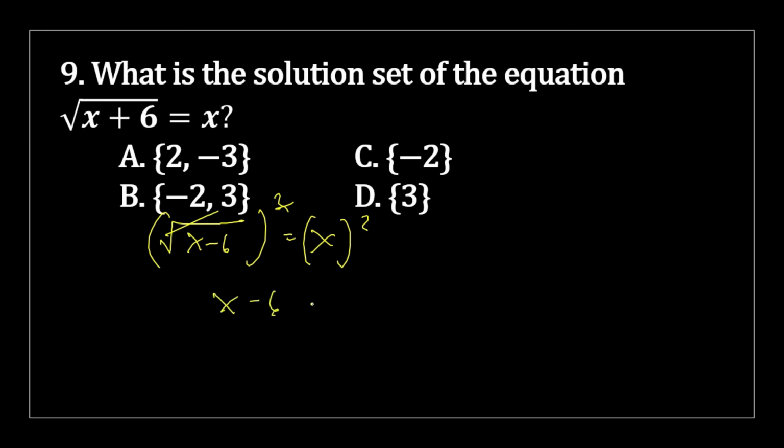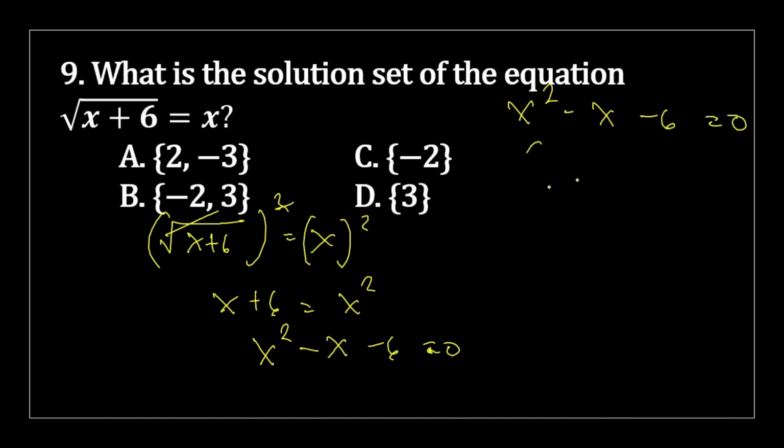So we have x plus 6 equals x squared. So let's transform this into a quadratic equation, a trinomial quadratic equation. We have x squared minus x, oh, this is addition, I'm sorry, minus 6 equals 0. So we have x squared minus x minus 6 is equal to 0. Let's factor this out.